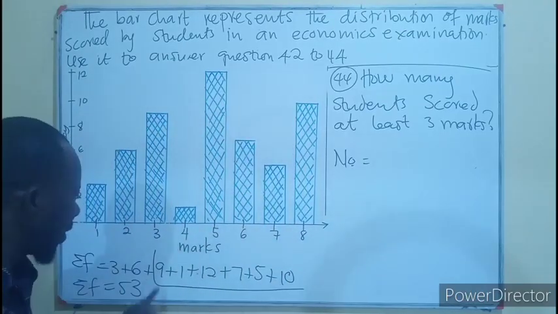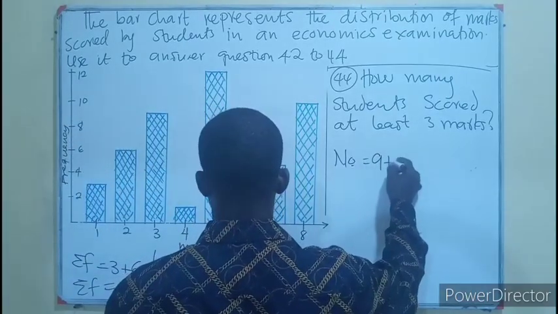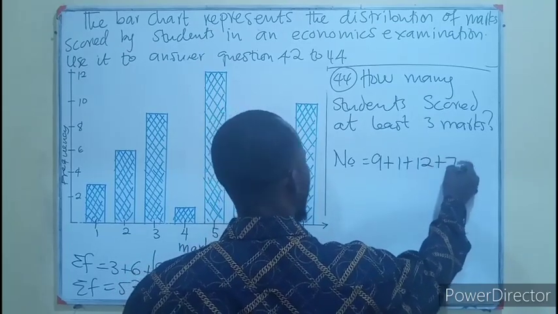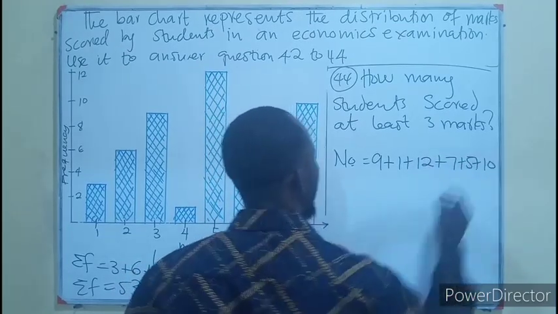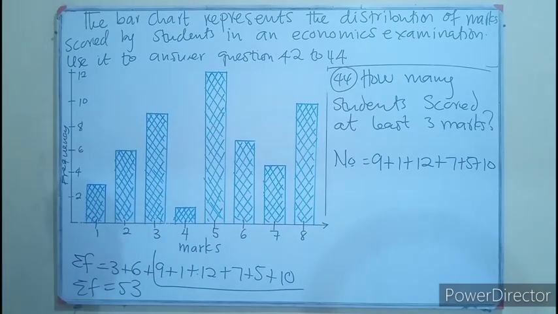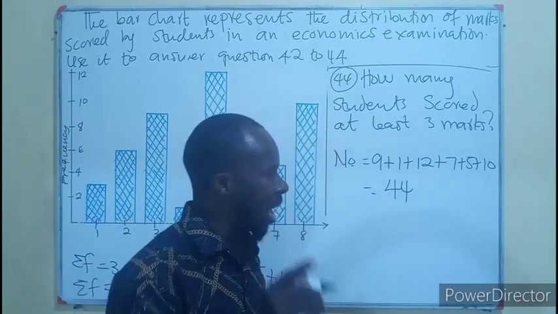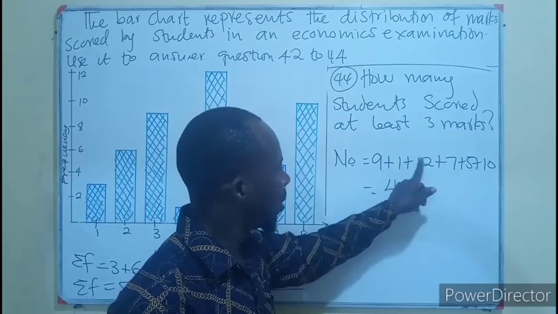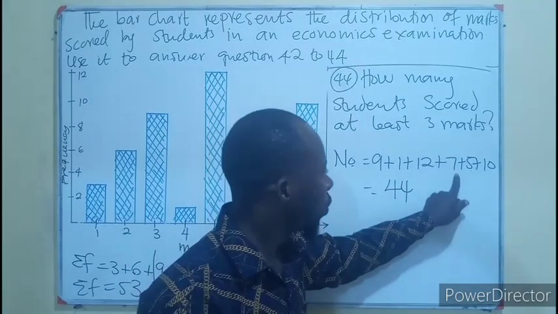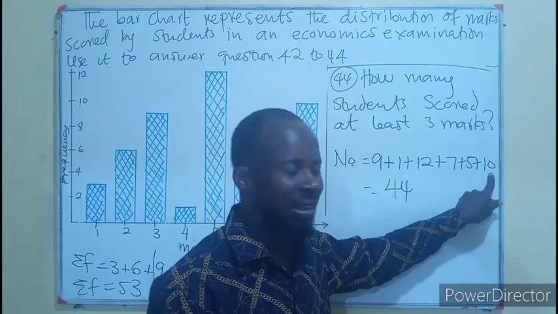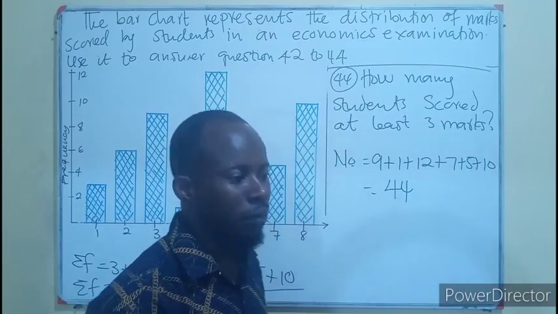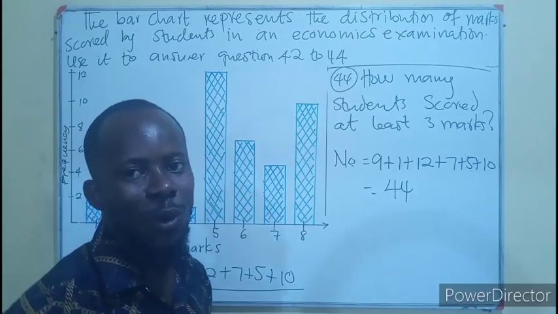at least 3 marks. It is going to range from 9 plus 1 plus 12, 7, 5 plus what? 10. And if I want to do other calculations, I can say I'll subtract 9 from here and 9 from here, which will be 3, 6. So we have 44. Which will be the same as adding this to be 10 plus this 22, 29, 39, 44. So the number of students who have at least 3 marks will be 44.